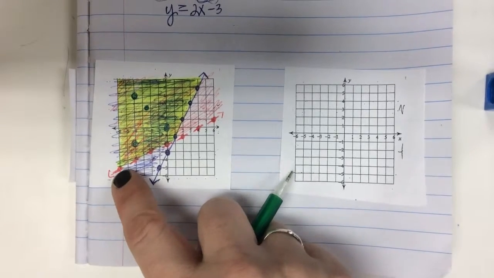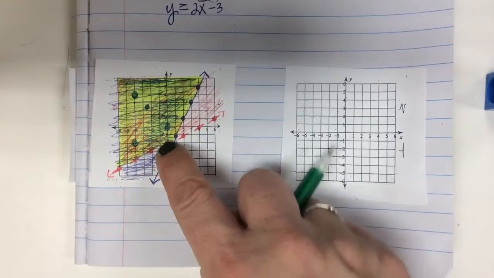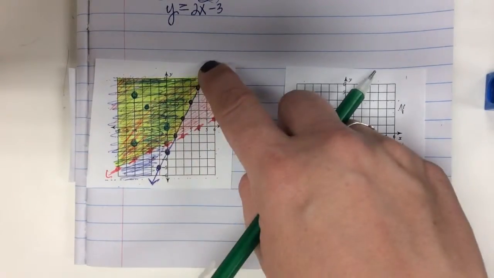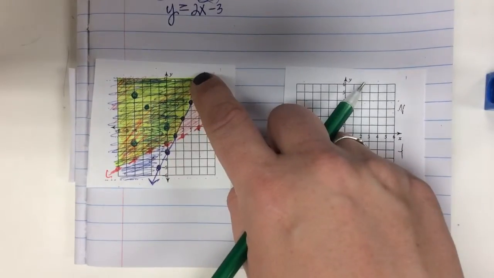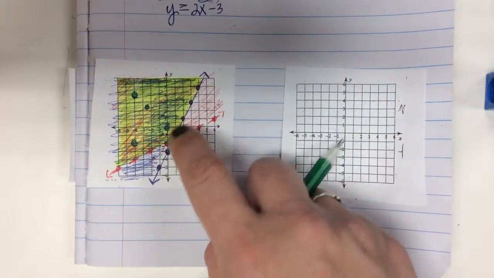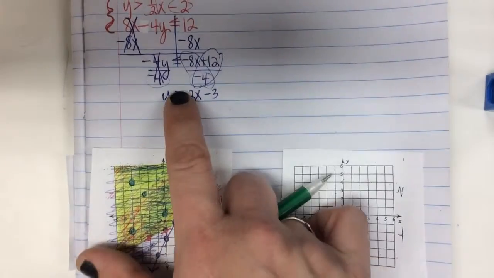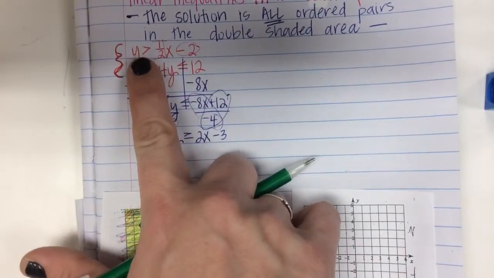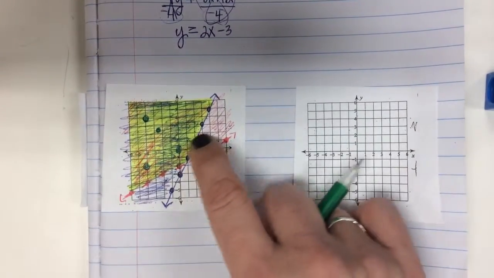So going back to my question, could you pick something that's on the lines? Only the blue line. Why only the blue line? Because the blue line is solid. The blue line has an equal to, so it could be on the blue line. It cannot be on the red line because the red line is not equal to.